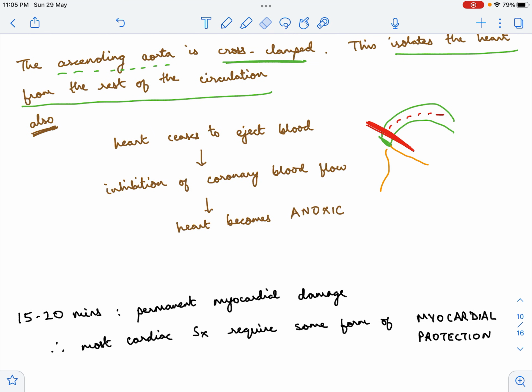Okay. So, once you cross clamp the ascending aorta, the heart ceases to eject blood. Fine. And also there is inhibition of coronary blood flow, because you're clamping the coronary arteries, right? So, there is no coronary blood flow happening. So, the heart becomes anoxic.